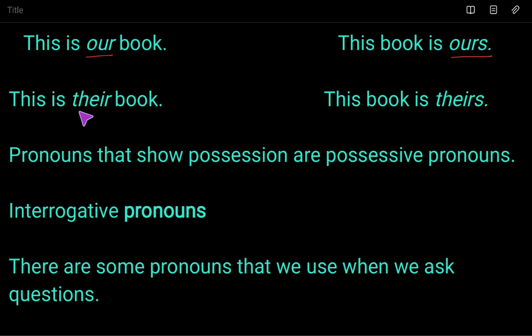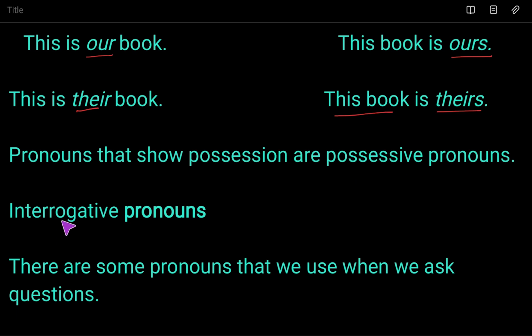This is their book. Here, their has described the book. That's why this is a possessive adjective. This book is theirs. Here theirs is used in place of this book, that's why this is a possessive pronoun. Pronouns that show possession are possessive pronouns, we have understood already, and an adjective which shows possession is called a possessive adjective.